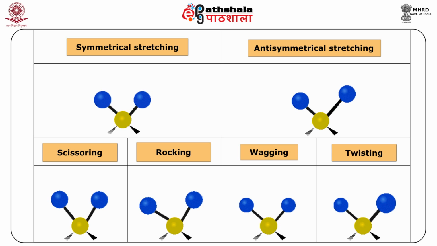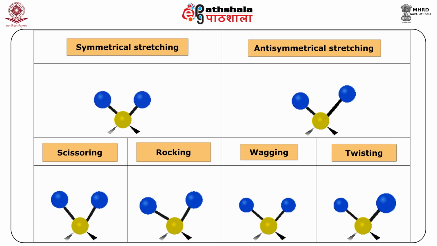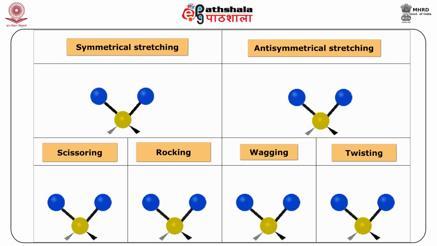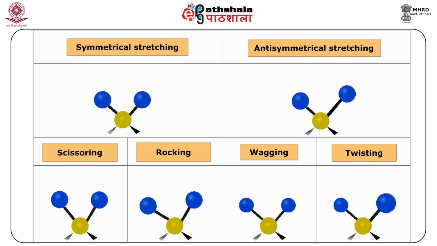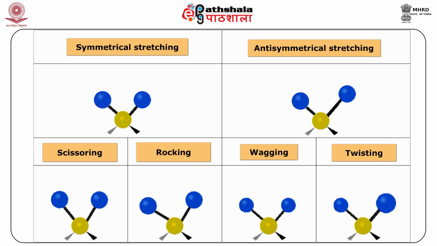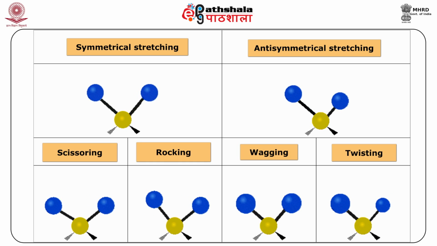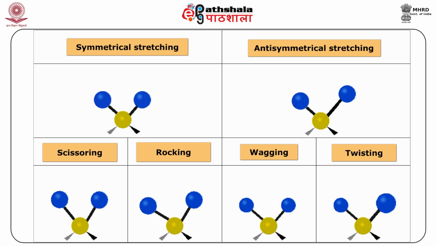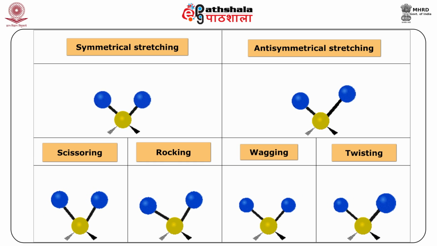The first one is scissoring or bending in plane. The second one is twisting or bending out of the plane. The third one is rocking or bending in the plane. The fourth one is wagging or bending out of the plane. All these bending and stretching vibrations belong to the methylene group or the CH2 group here.